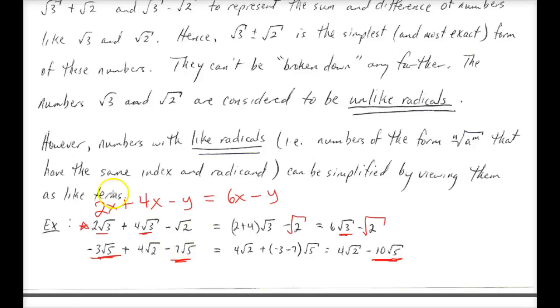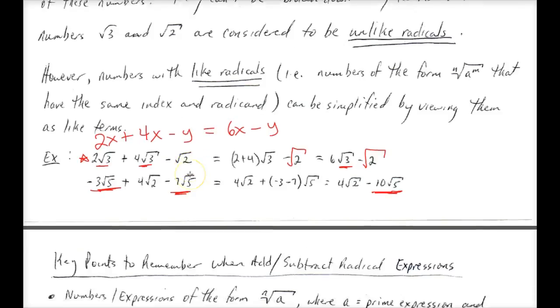So that's probably one of the main things we need to remember whenever we're dealing with radical expressions that we have to add or subtract: we treat anything that has like radicals in it together. Anything that's unlike, we keep separate.